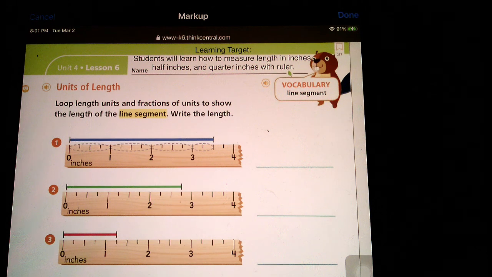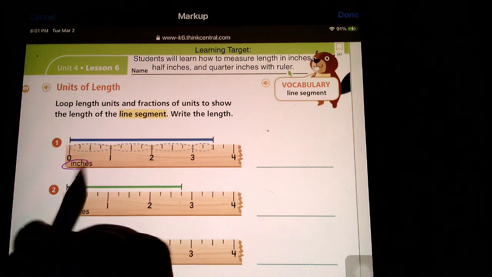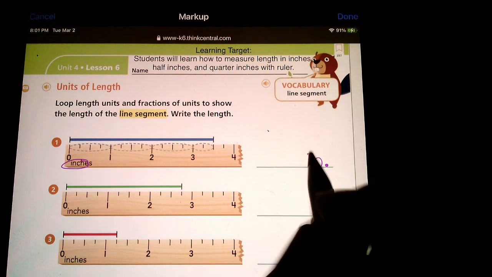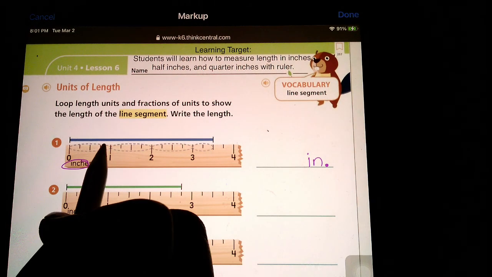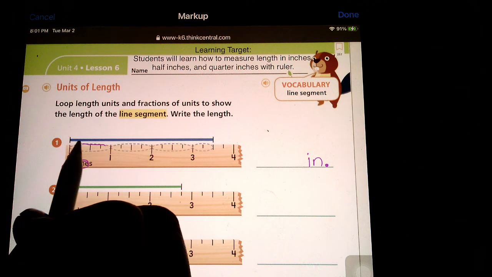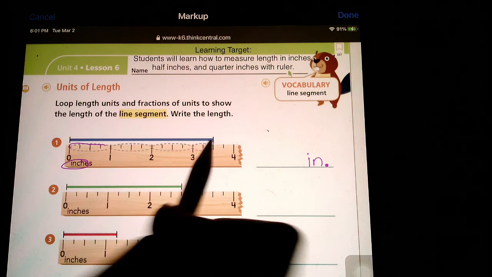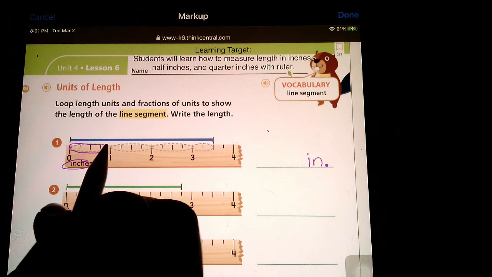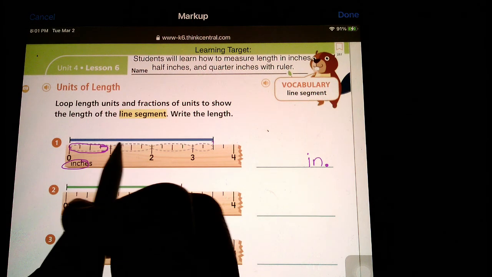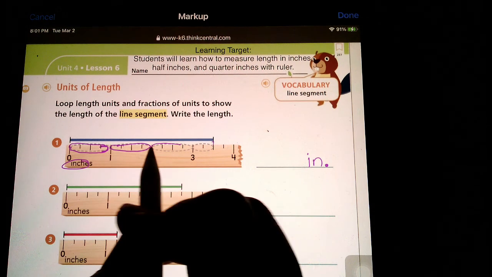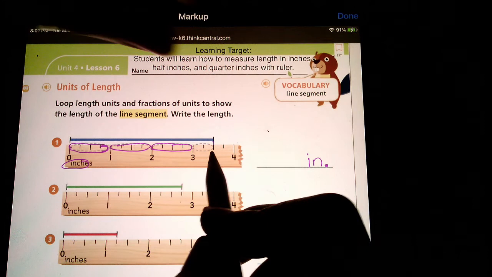Write the length. So we're looking at inches. So I'm going to write inches right here, the abbreviation for inches. And now we're going to go over the dotted line and add up or measure our line here. So that's 1 inch, 2 inches, 3 inches.